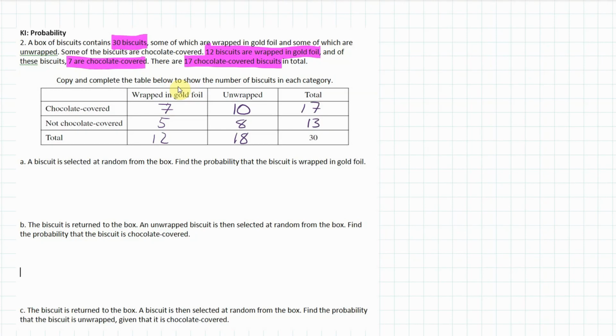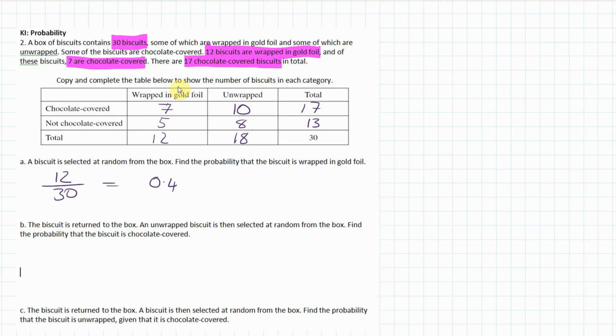That looks pretty straightforward, really. Now, a biscuit is selected at random from the box. Find the probability that the biscuit is wrapped in gold foil. Well, how many are wrapped in gold foil? 12. How many biscuits are there? 30. So we could say 12 over 30, which is indeed 0.4.